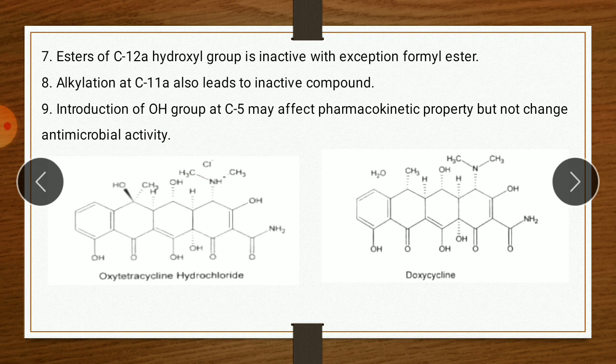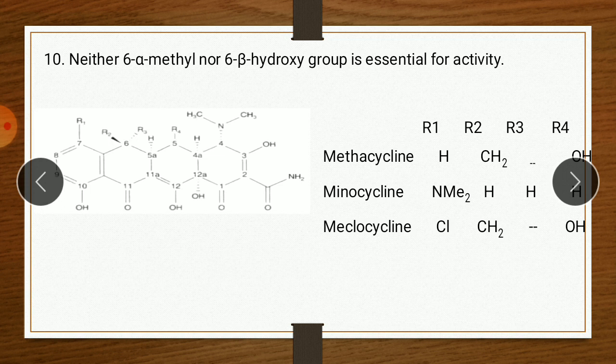So in both cases, on the fifth position there is a hydroxyl group. Example is oxytetracycline and doxycycline. So these are the potent compounds. Next point, 10th one, which is an important one. Neither 6 alpha methyl nor 6 beta hydroxyl group is important for activity.